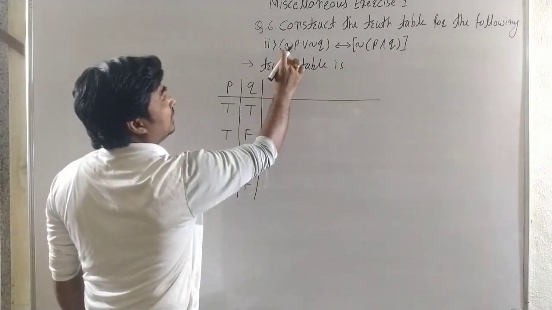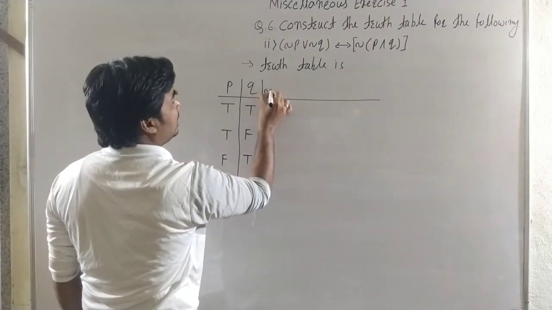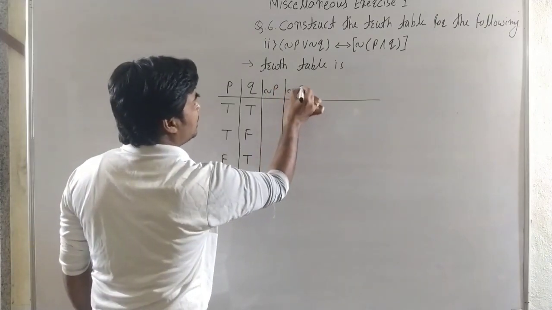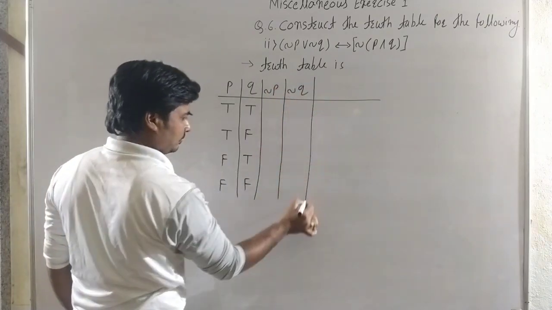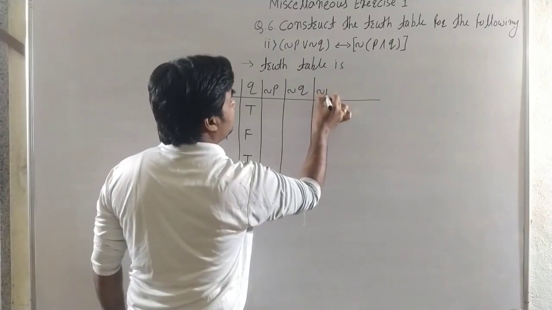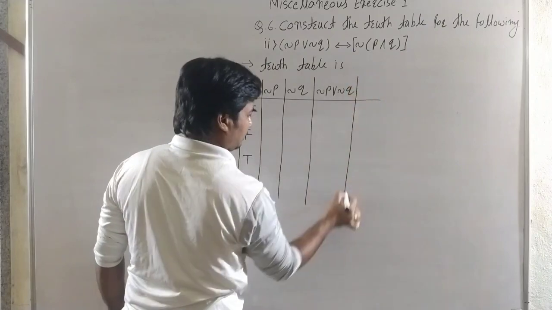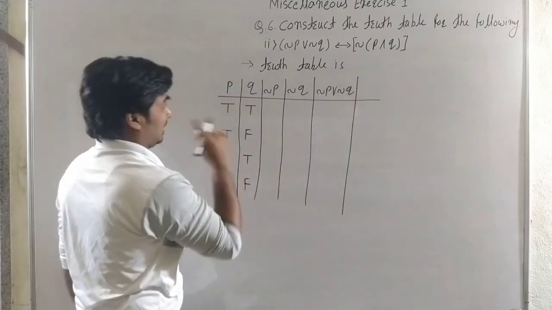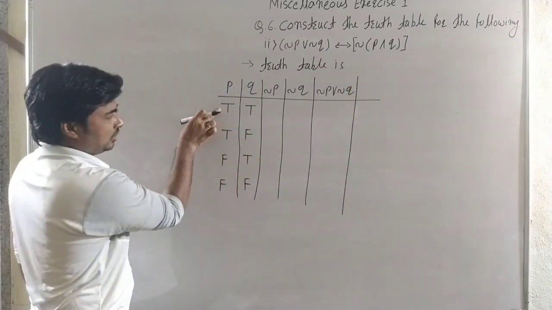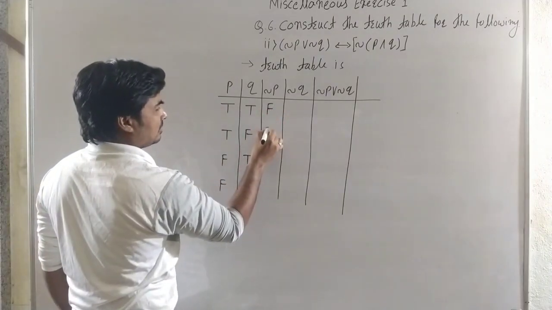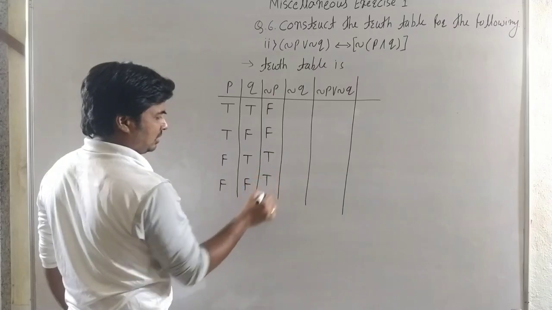Now we want to find negation P or negation Q. So first find the negation P, then negation Q, then find negation P or negation Q. Now here for the P statement, it is true, true, false, false, therefore negation P is false, false, true, and true.